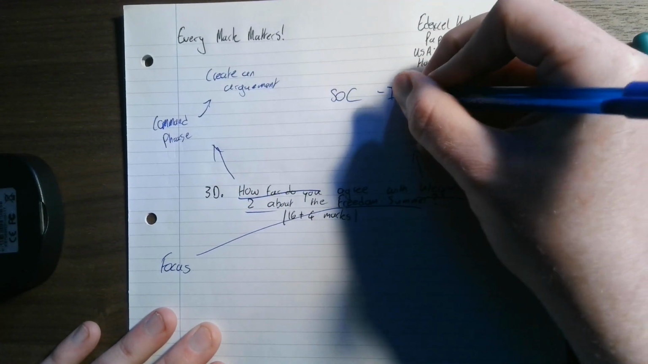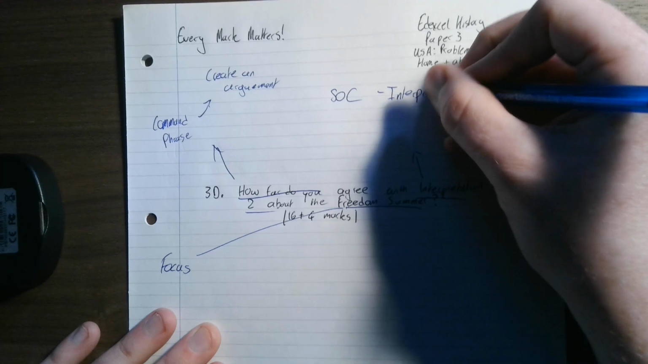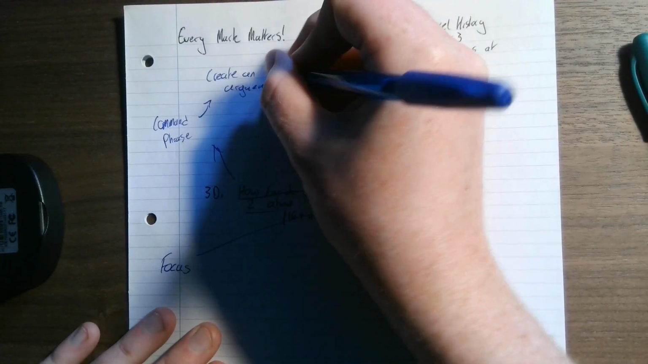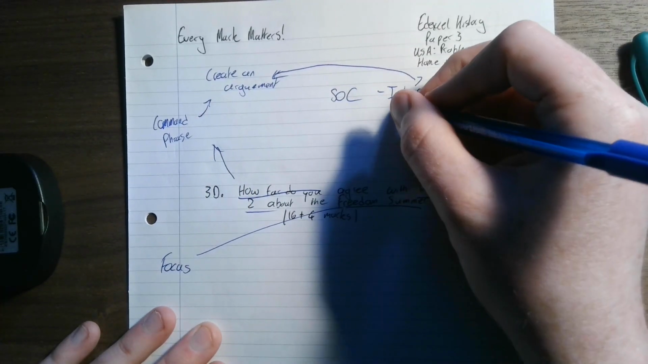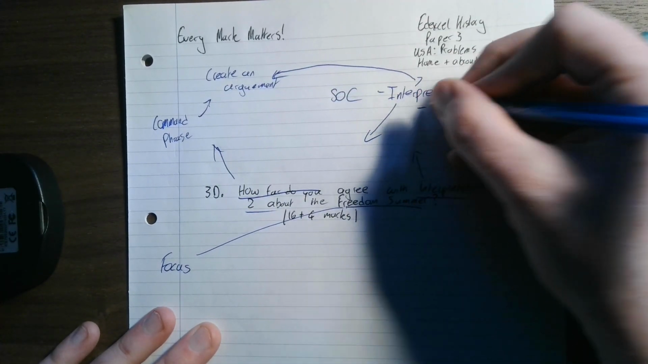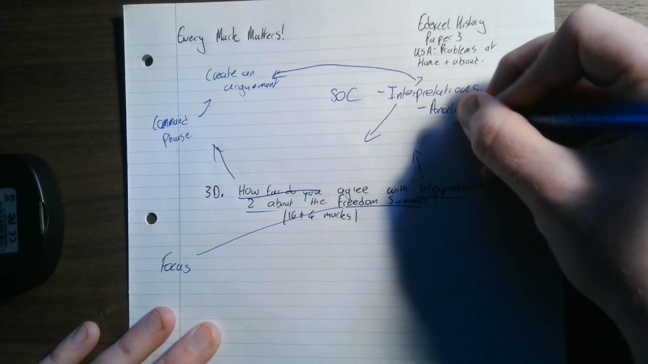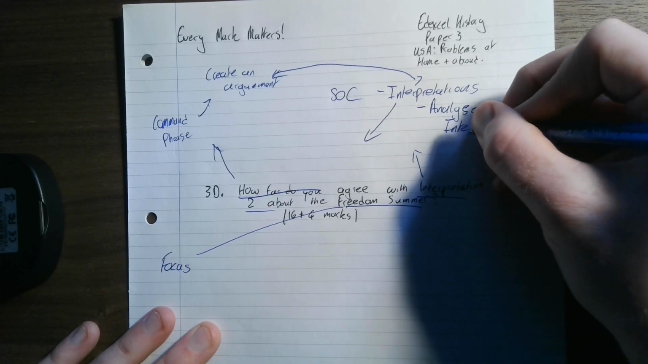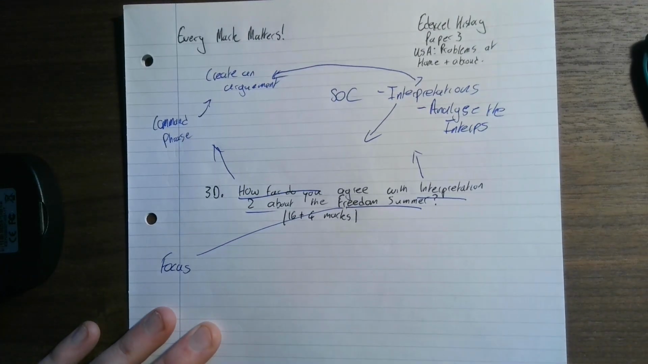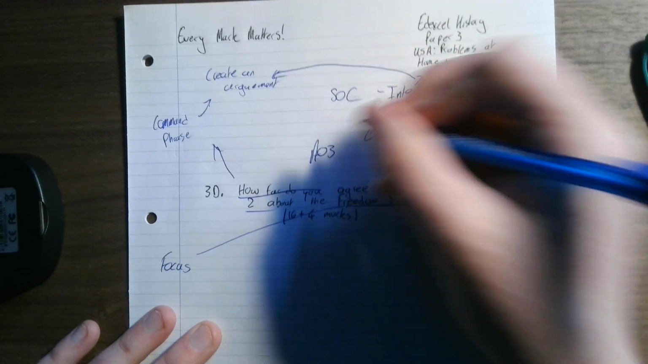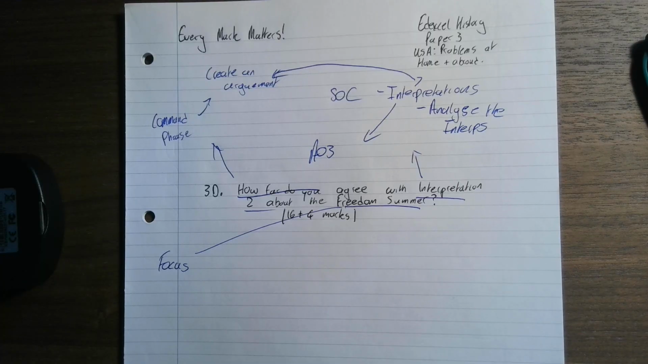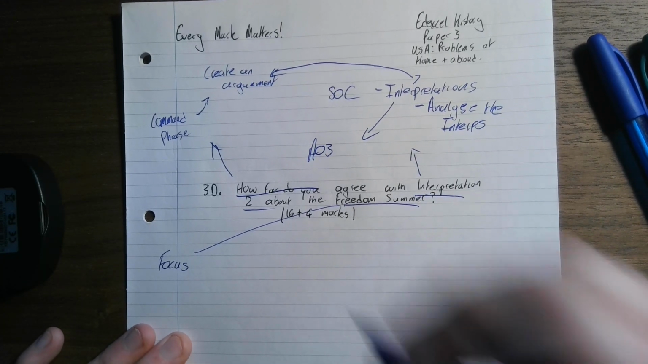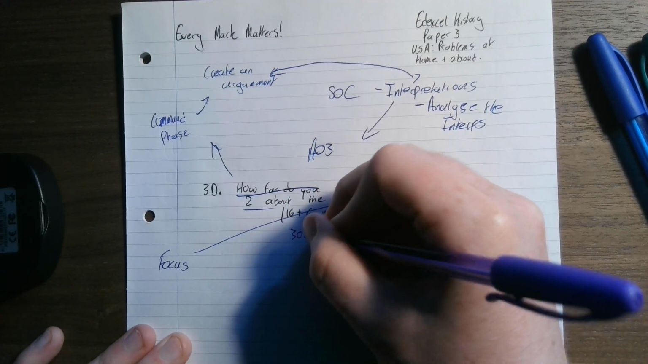And what you must do is create an argument around the interpretations, and you must analyse the interpretations. What that means is this all comes under something called AO3, Assessment Objective 3, and that is evaluation of interpretations. This is the only question where you could spend 30 minutes writing.